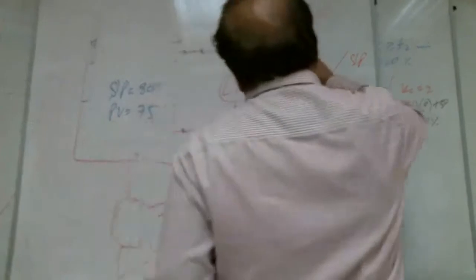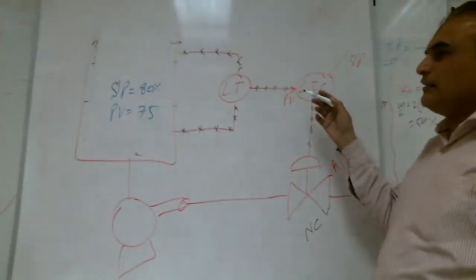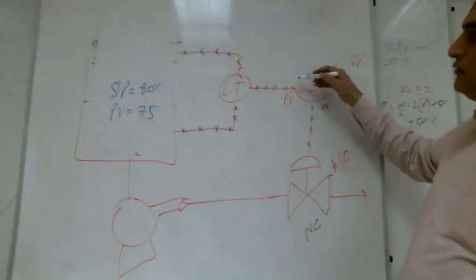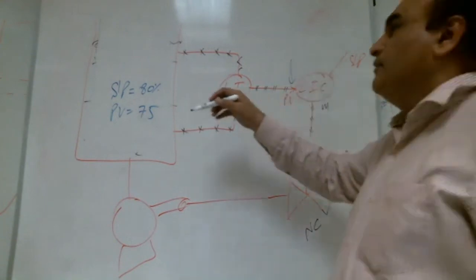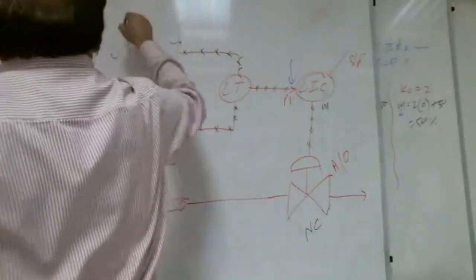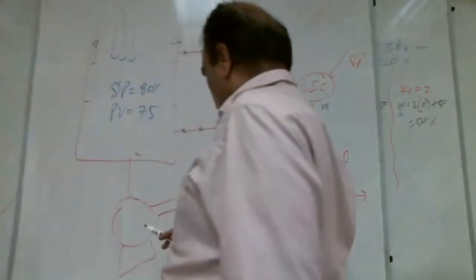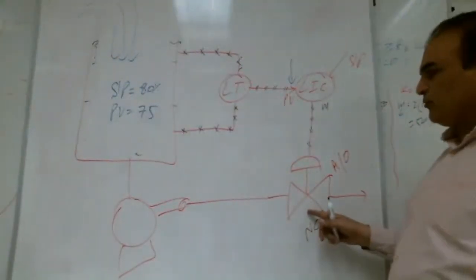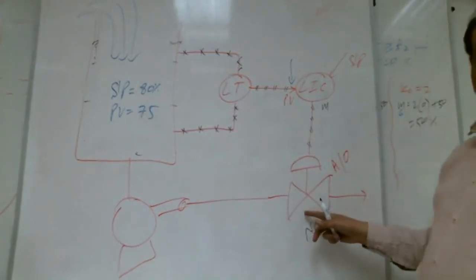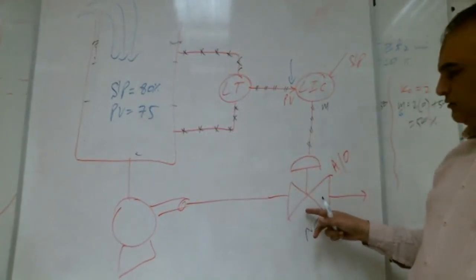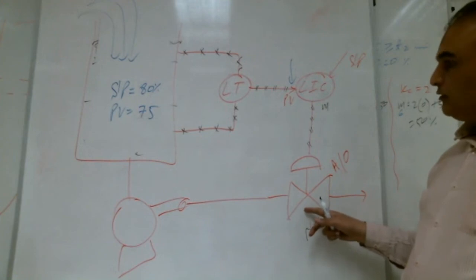Okay, is the signal here more than needed or less than needed? Is PV more than needed or less than needed? PV here is less than needed. The fluid is coming freely. Now we need to open this valve more or close more to bring it to 80? Open more or close more?